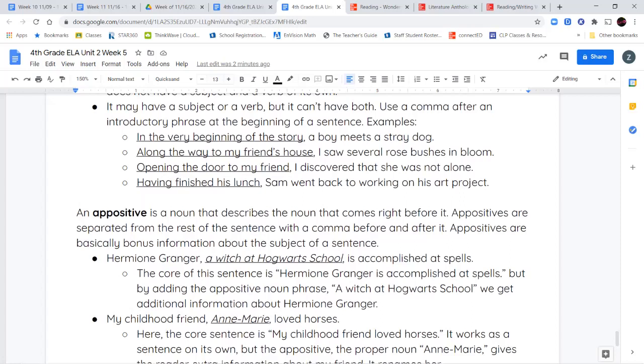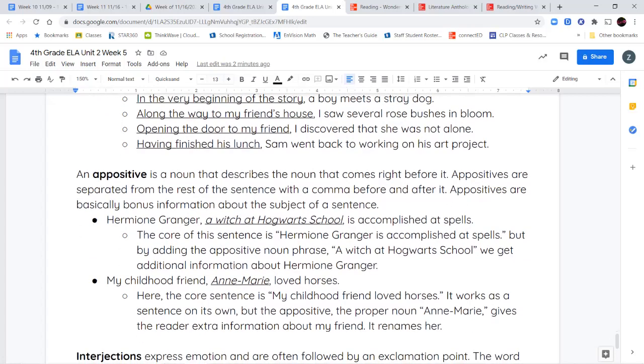Now, the next kind of thing that we're going to talk about are called appositives. An appositive is a noun that describes the noun that comes right before it. What does that look like? What does that sound like? An appositive is separated from the rest of the sentence with a comma before it and after it. So it's usually thrown in the middle of a sentence. It has the first part of the sentence, then a comma, then the appositive, then another comma, and then the tail end of the sentence. Appositives are basically your bonus information. They're extra information to tell you more about the noun in your sentence.